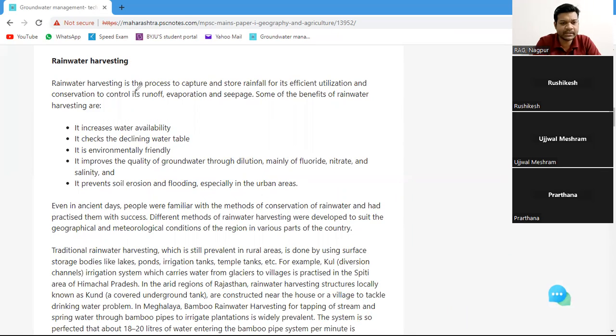Now, what is rainwater harvesting? It is the process to capture and store rainfall for its efficient utilization and conservation, to control its runoff, evaporation, and seepage.